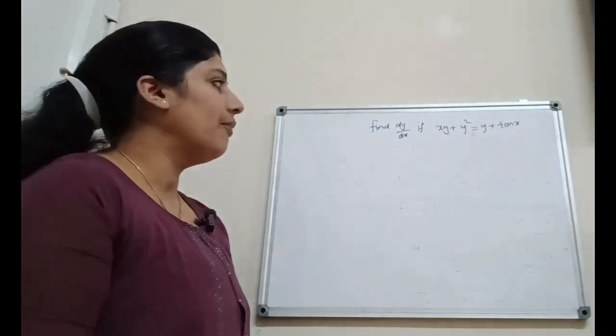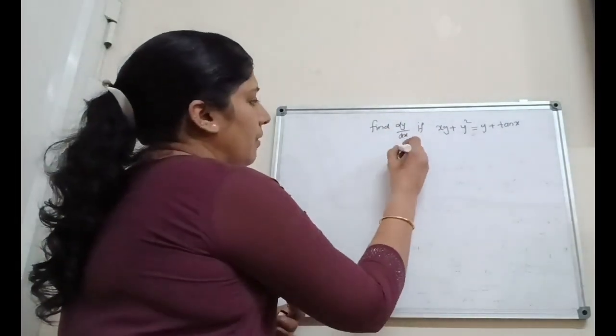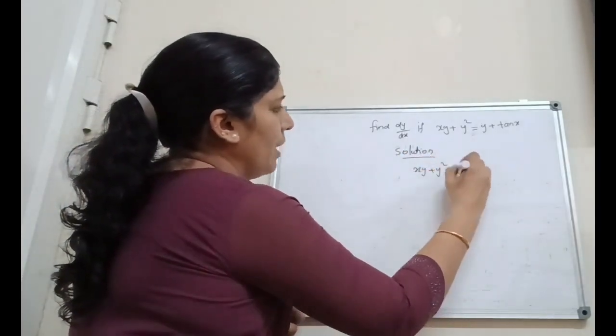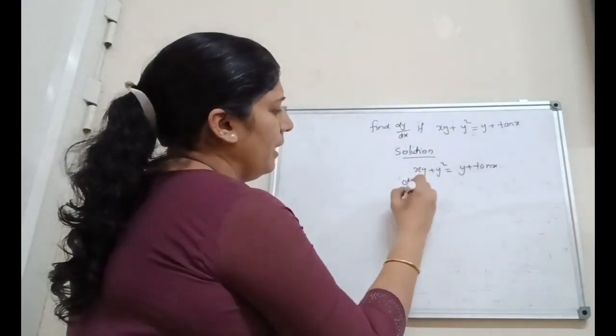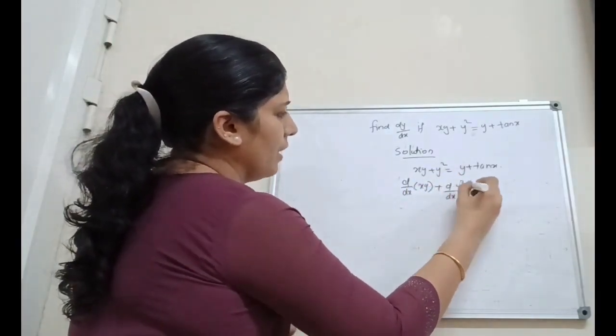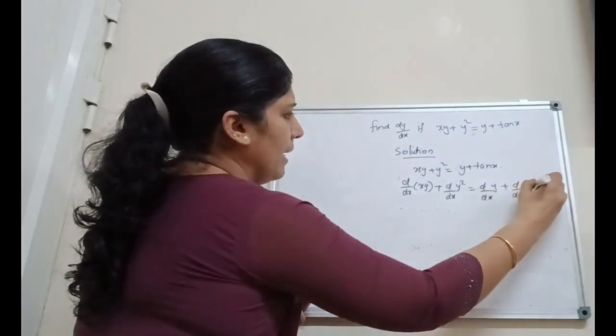Next question, find dy by dx if xy plus y square equal to y plus tan x. Here first we have to differentiate on both sides with respect to x. xy plus y square equal to y plus tan x. Then d by dx of xy, here you have to apply the product rule, plus d by dx of y square equal to d by dx of y plus d by dx of tan x.